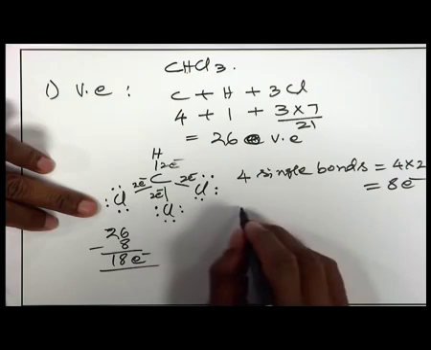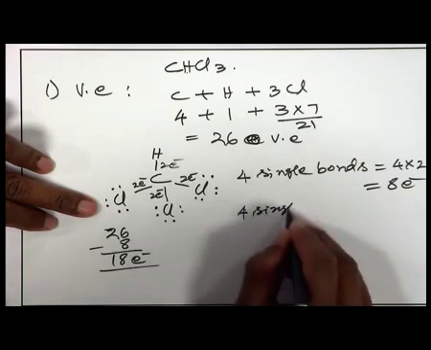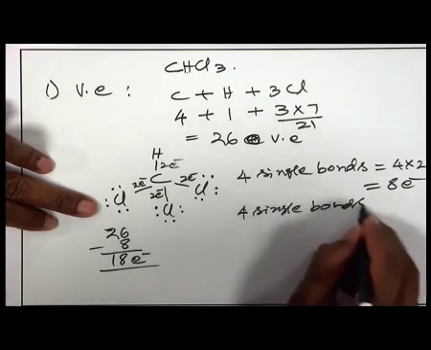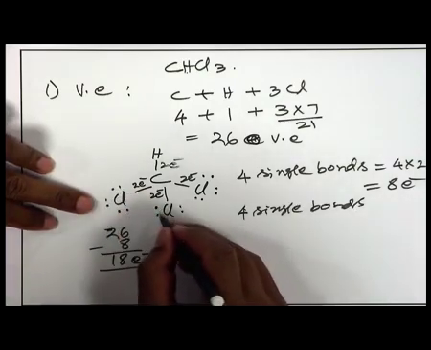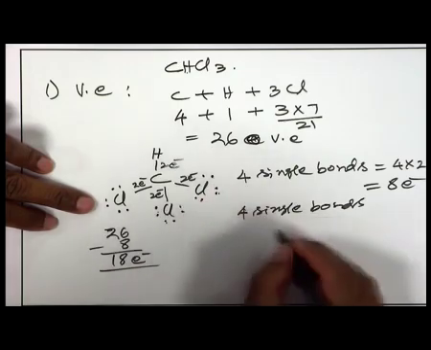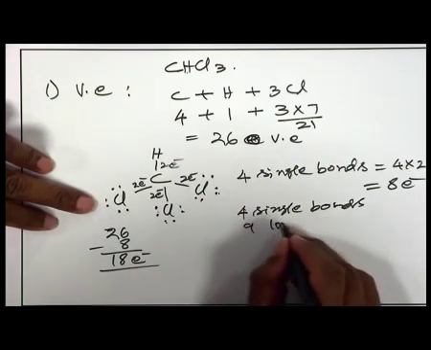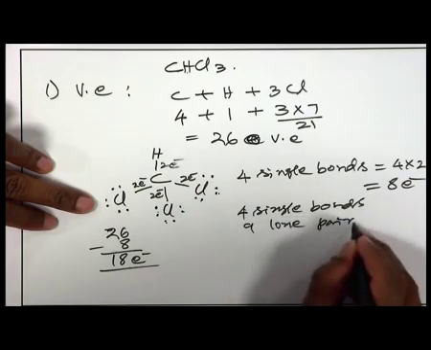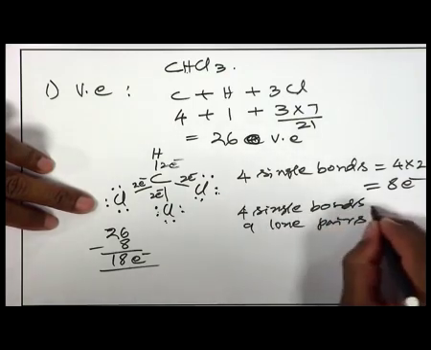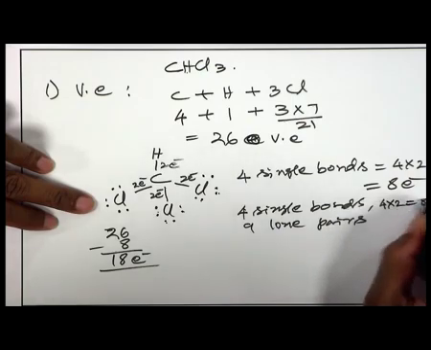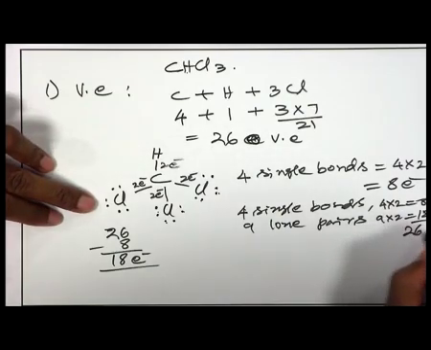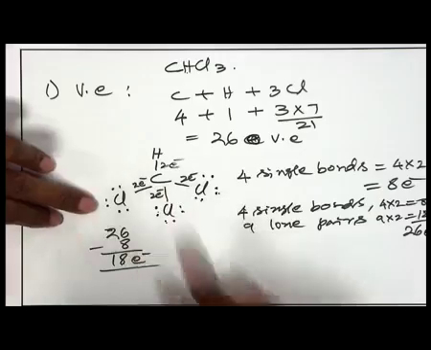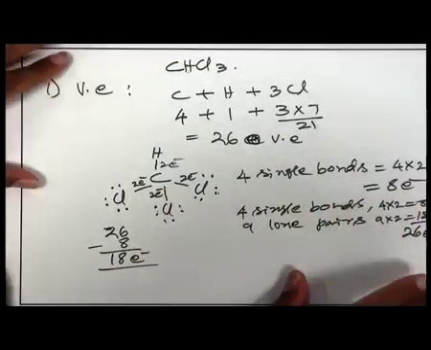So there are 4 single bonds, and then there are 1, 2, 3, 4, 5, 6, 7, 8, 9 lone pairs. So 4 into 2 equals 8, and 9 into 2 equals 18. So in total there are 26 electrons. So the number is matching with the number of electrons counted at the beginning.